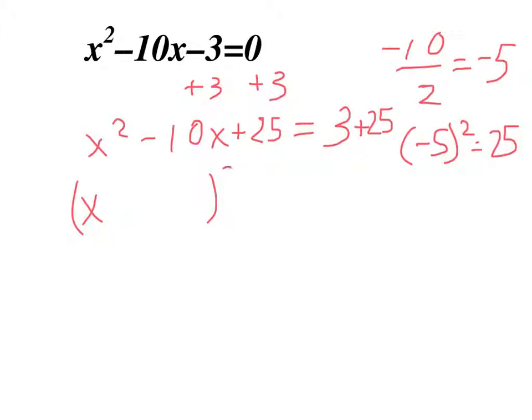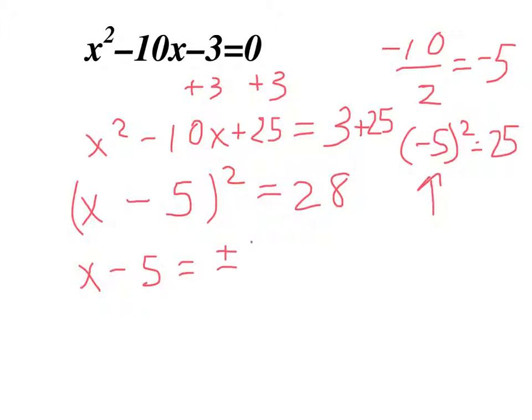Now we can factor the left-hand side as something squared equals 28. What is this something over here? Once again, it's always this number before you square it. So that gives us x minus 5 equals plus or minus square root of 28.